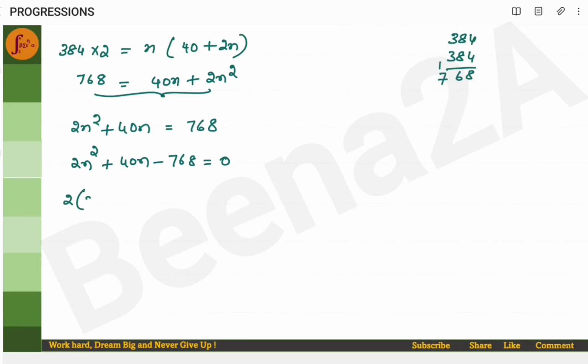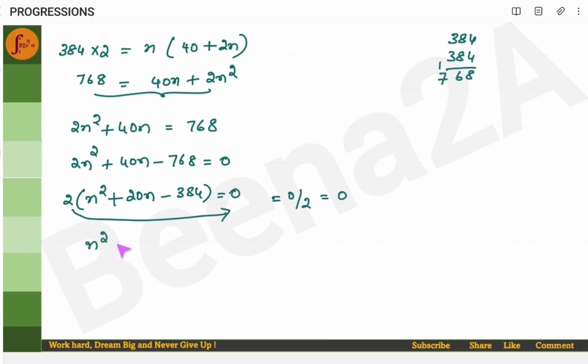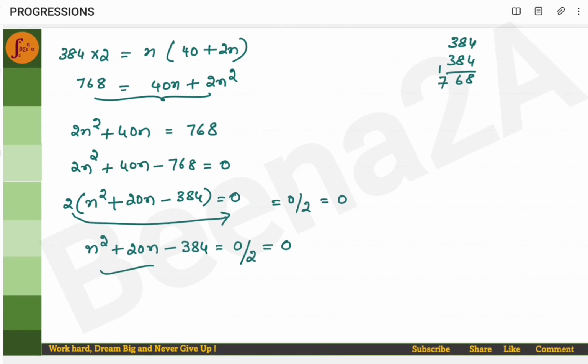Let me take 2 as common. So I'll get n square plus 20n minus 384 is equal to 0. If I take 2 this side, it will become 0 by 2, which is 0. So it's going to be n square plus 20n minus 384 is equal to 0, because 0 by 2 is nothing but 0. Now here, how do I solve this equation? I have to get the values of n, right? How do I solve this?